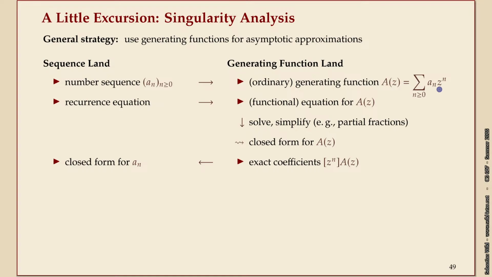ordinary generating functions, and then used basically algebraic equations in this generating function land to modify what we got from the recursion. So specifically here, the recurrence equation gets a functional equation for the generating function, which you could solve and simplify. Specifically, partial fractions was the magic potion here that did the heavy lifting. So you get a closed form for this generating function where you can, in the best case, extract coefficients back. That's exactly what we did for the vertex cover example.